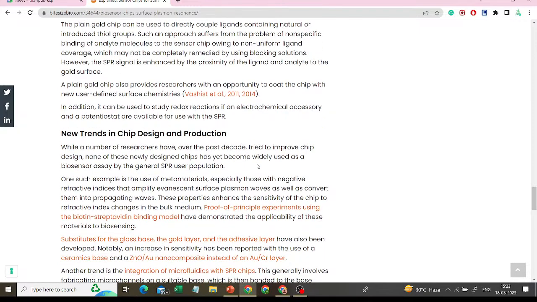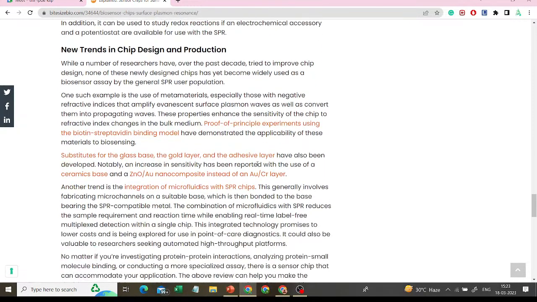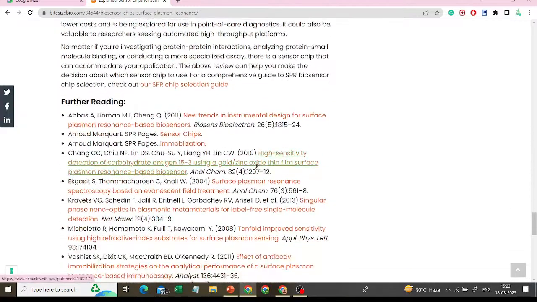Then there are the new trends in chip design and production. While a number of researchers have over the past decades tried to improve chip design, none of these newly designed chips have yet become widely used as a biosensor assay by the general population. Use of metamaterials, those with negative refractive indexes that amplify surface evanescent waves as well as convert them into propagating waves. So these are some of those new chips.